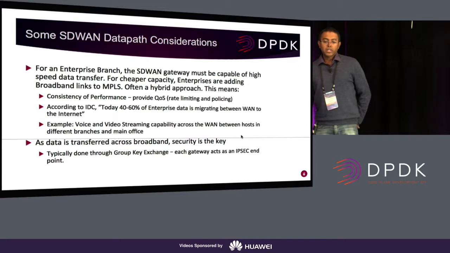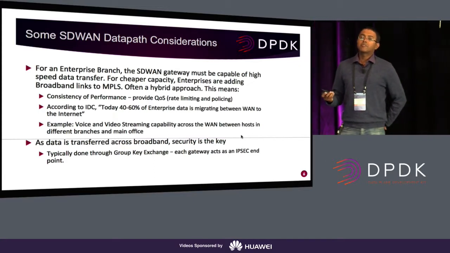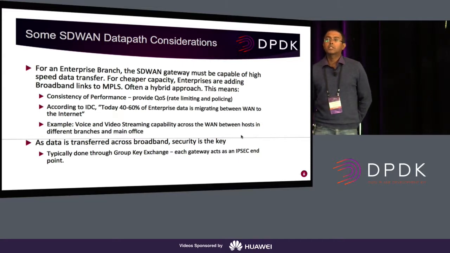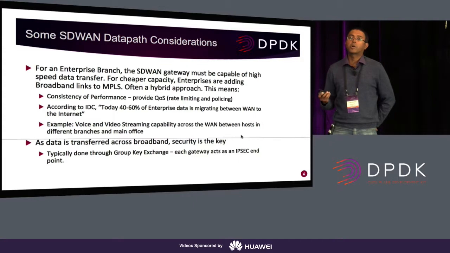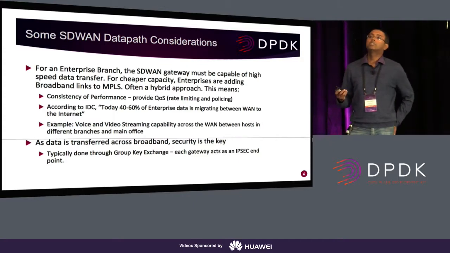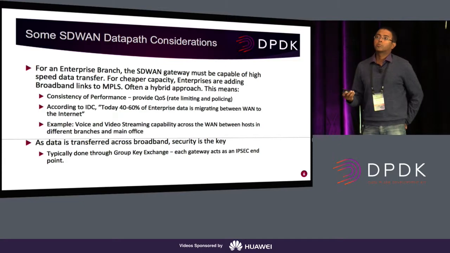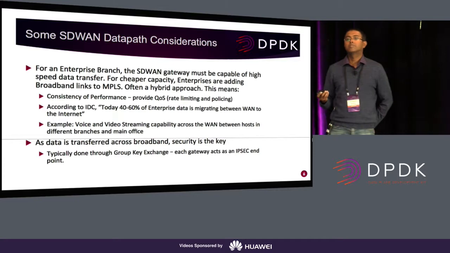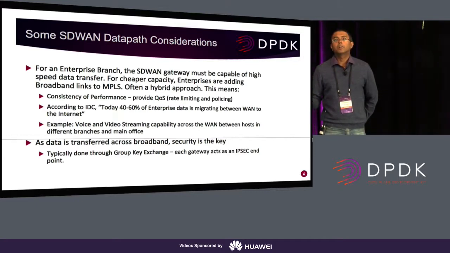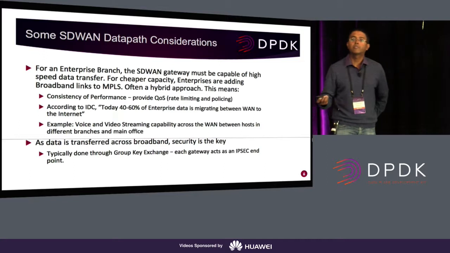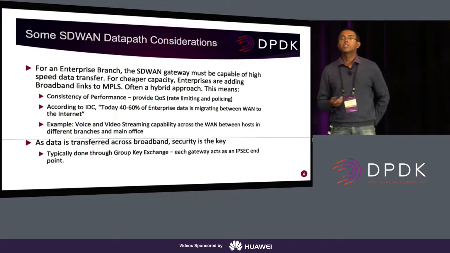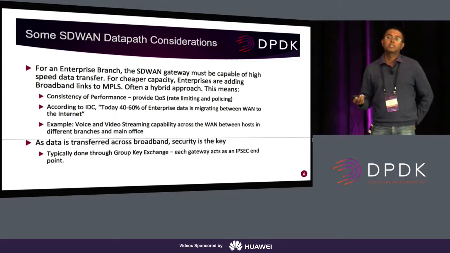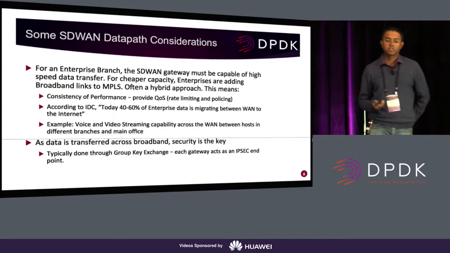So what are the requirements that drive the performance? Usually there is an expectation that this is based off broadband, which can be up to 10 gig Ethernet. And then the requirement is to have voice as well as different kinds of traffic. The desire is to have as much throughput as possible through this, because we are using this in lieu of something like an MPLS kind of solution.